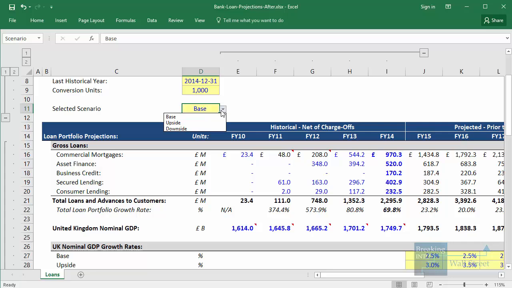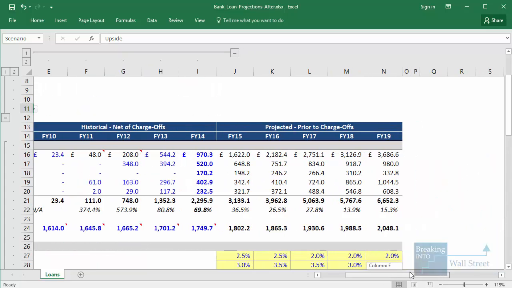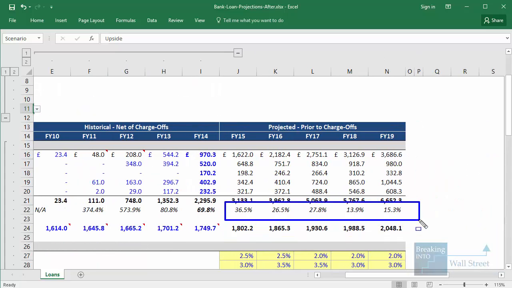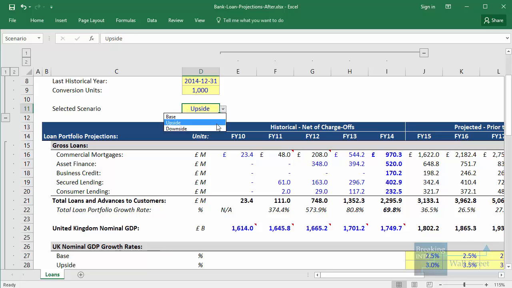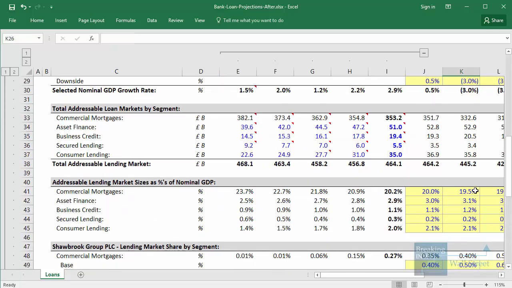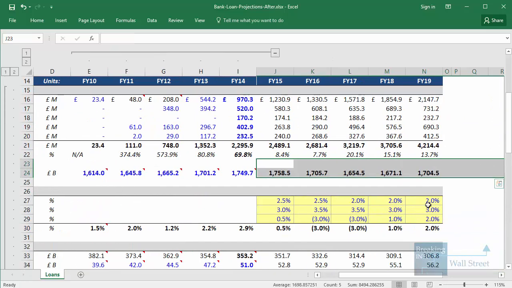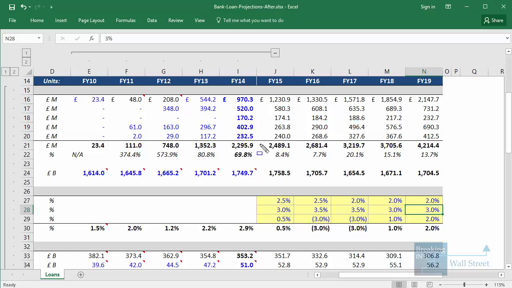So here, for example, if we change it to the upside case, we can see that the loan growth is much higher. It starts at around 37% and declines to 15% over time. And then if we change it to the downside case, loan growth continues, but the rates slow down, especially in the first 2 years. And then they pick up a little bit after that when there's a recovery and GDP growth finally turns positive in years 4 and 5.